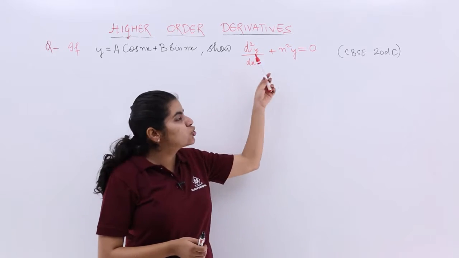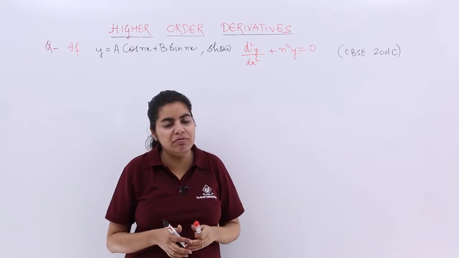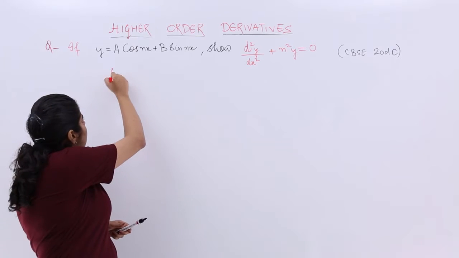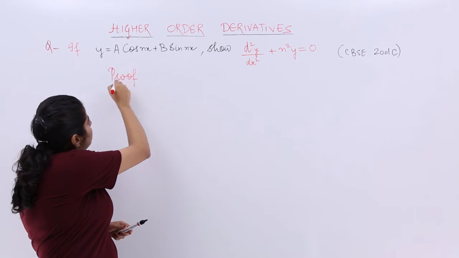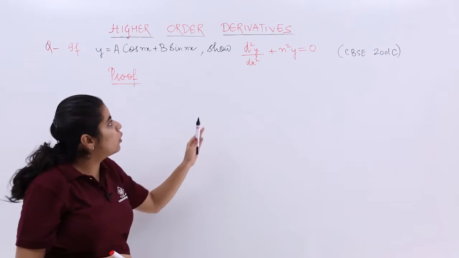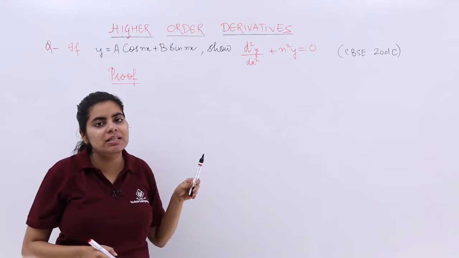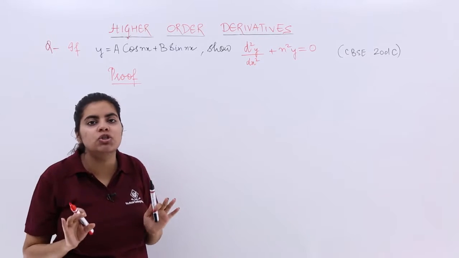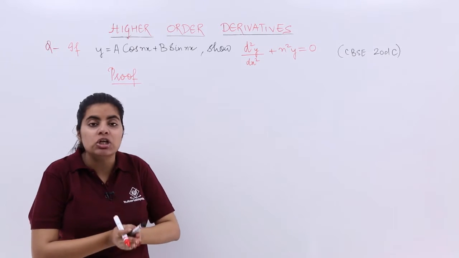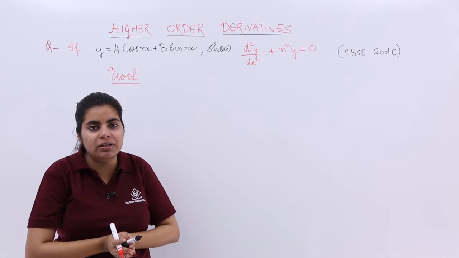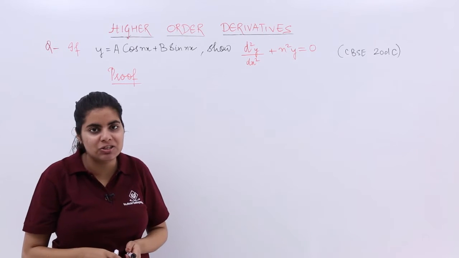Since it says show or prove or verify, I'll be writing here the heading not solution but proof. And do not get panicked by what you see here. You see d2y by dx square, that means you have to, in short, find the second order derivative at least. So let's start by finding the second order derivative, then we'll see what the question has to say.